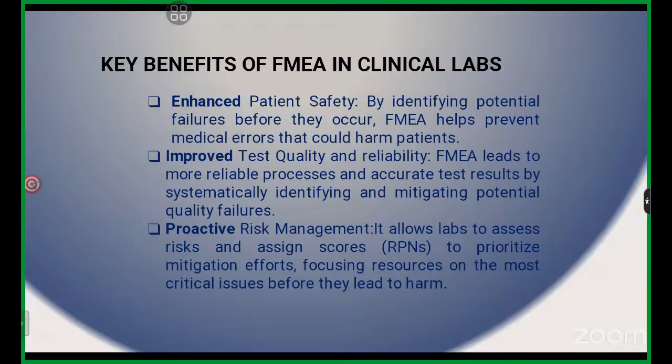FMEA is effectively used in risk management. And again, it's a proactive tool in risk management. It allows labs to assess risks and assign scores, the RPNs that we looked at, the risk priority numbers, to prioritize mitigation efforts, focusing resources on the most critical issues before they lead to harm.